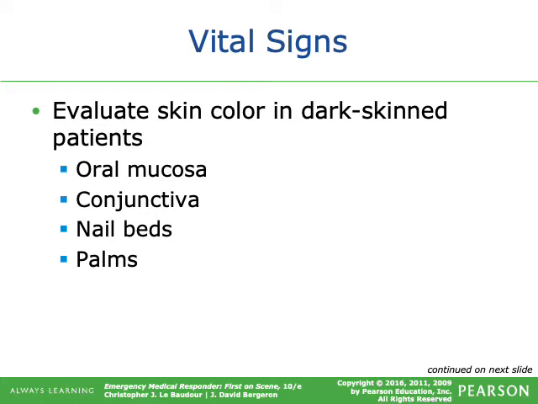Alright, you're going to evaluate the skin color of dark-skinned patients. These would be individuals that have more pigment in their skin, such as non-white individuals. You just have to pay a little bit more attention. You have to look at their oral mucosa, which is the inside of the mouth and the lips. The conjunctiva, which is in the eyes, the different colors that you get there. You have to check out the nail beds and the palms of their hands. You can always look at skin color there as well.